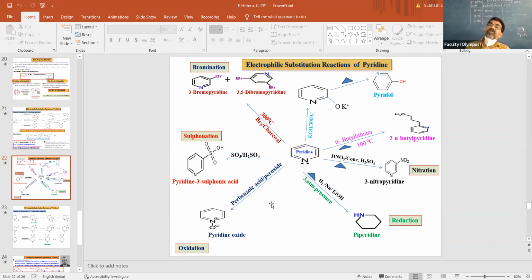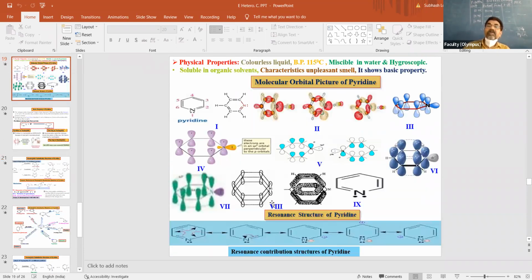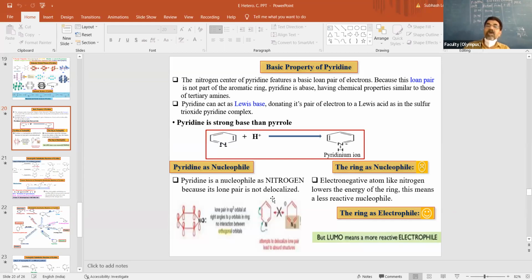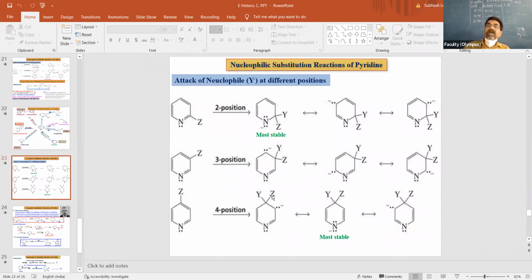The rest are common at the 3 position. Then the basic property I have already discussed. Then pyridine also shows nucleophilic substitution reaction, which means at the 2 position of pyridine you can attach a nucleophile.